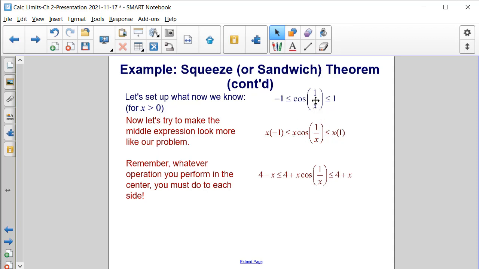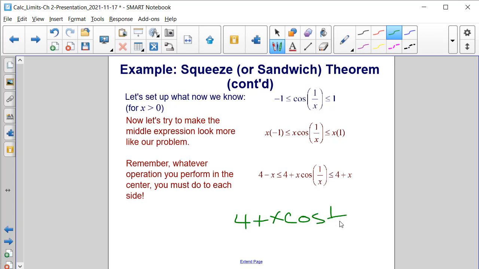So to make our cosine of 1 over x resemble what's in the example, which was 4 plus x times cosine of 1 over x, we're going to first multiply all three sections by x. And when we do that, we will have negative x, which is less than or equal to x times the cosine of 1 over x, which is less than or equal to x.